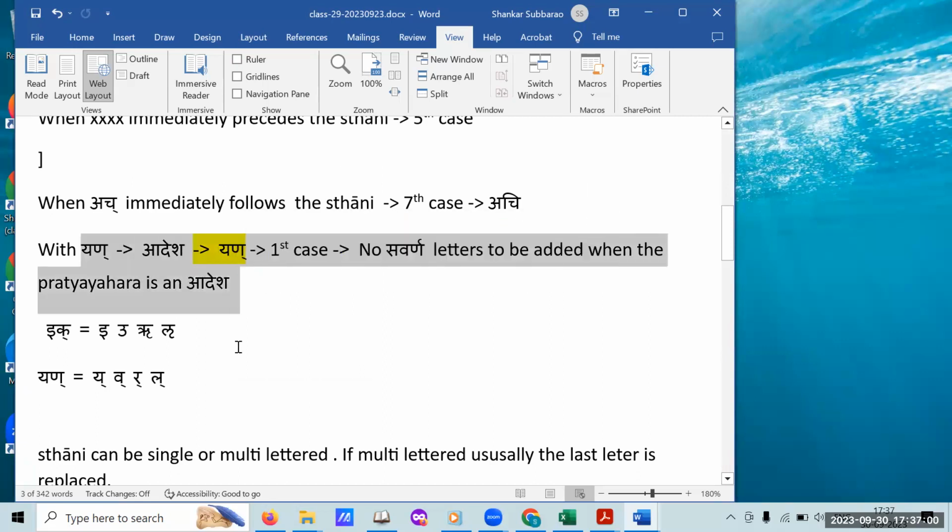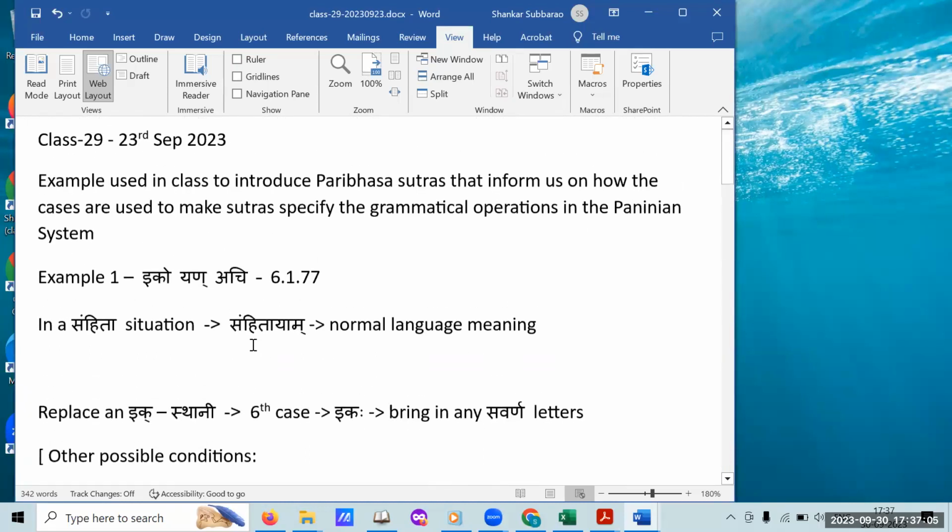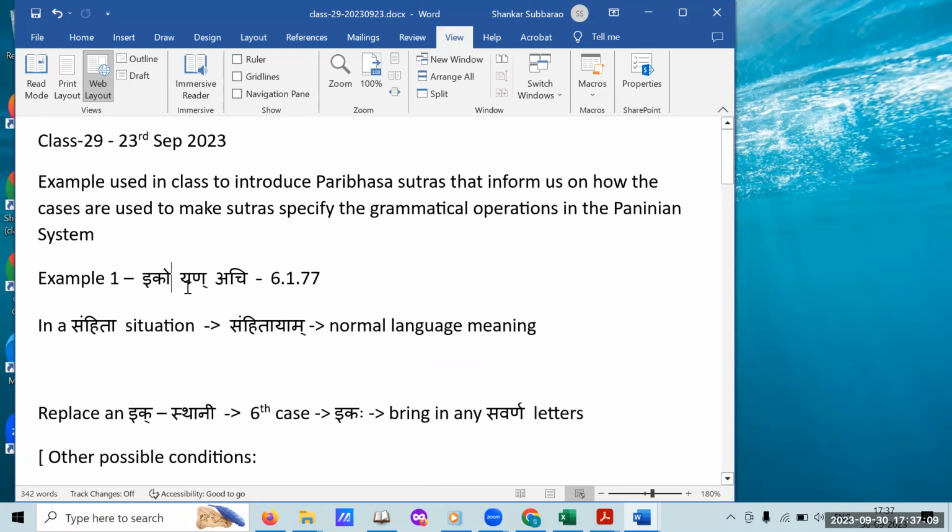So yan is the adesha. So what does the whole thing mean? Literally, we will say something like ikaha sthane yan adeshah bhavati achi pare. What does it mean now? Ikaha sthane, in the place of an ik letter, what will happen? Yan adeshah bhavati, yan will be the replacement, when achi pare, when a vowel, an ach, follows. And this whole thing is under an adhikara called samhitayam. And this seventh case is a normal seventh case. Don't try to say before, after, etc. It just means in a samhita situation, in a sandhi situation, when two letters are next to each other, when an ik is followed by an ach, such an ik may be replaced by yan. This is the rule. Was this clear last time?